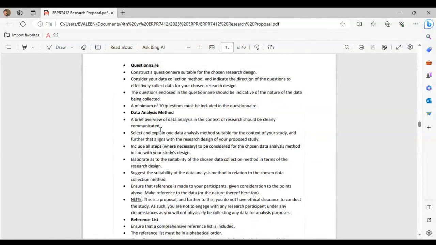Your data analysis method. Here you are going to be mentioning that you are transcribing those interviews, you are coding them, looking for the data, the different categories in the data that you've transcribed. Transcribed means you're just writing it out. Coding means you're looking for topics and themes.